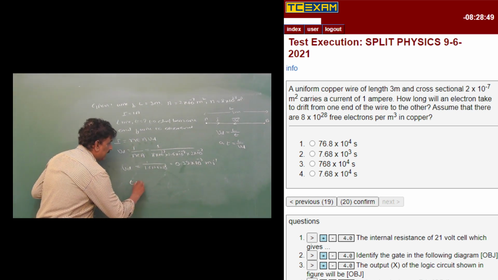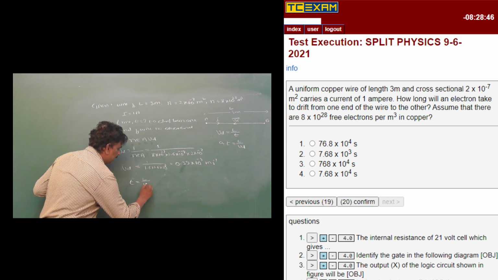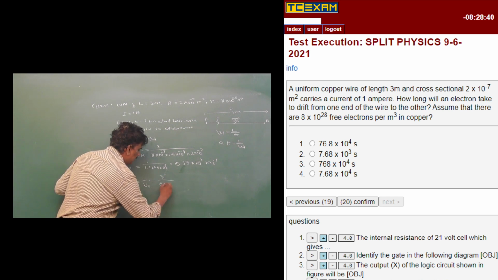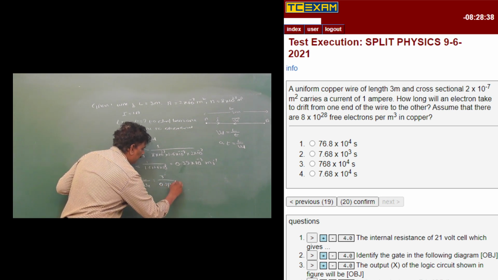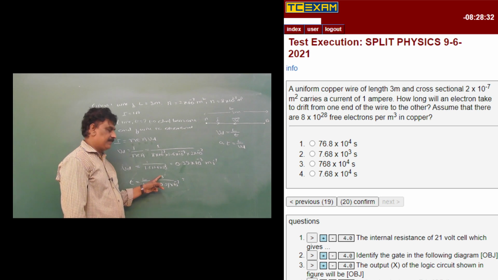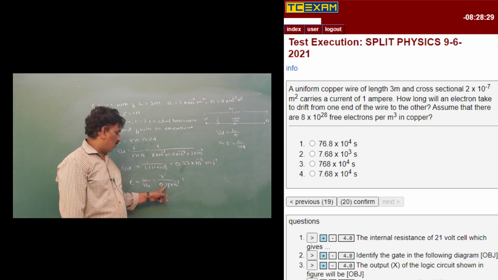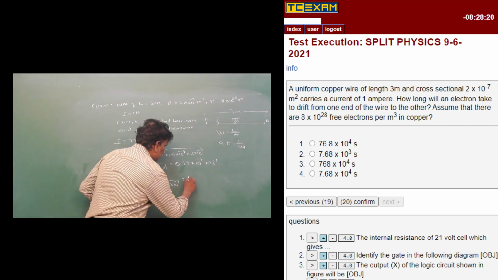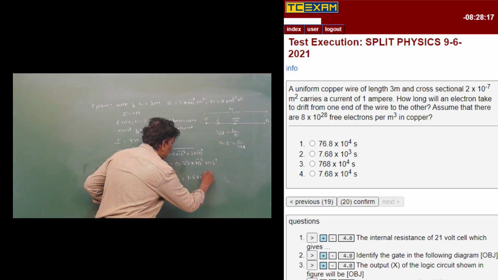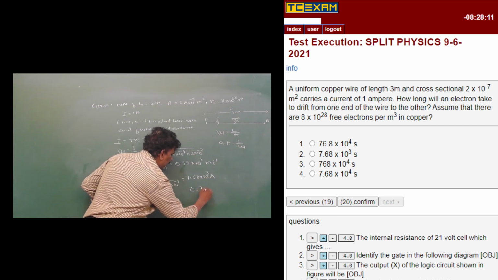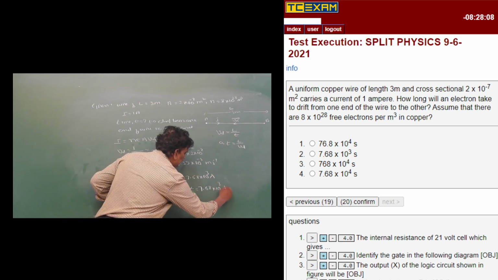Therefore, the time taken T is equal to L by Vd, that is 3 by 0.39 into 10 power minus 3. So this 3, this is approximately 4 if we take, that is this becomes 30 by 4, that is 7 point something, that is equal to 7.68 into 10 raised to the power of 3 second. Therefore, the time taken T is equal to 7.68 into 10 power 3 second.